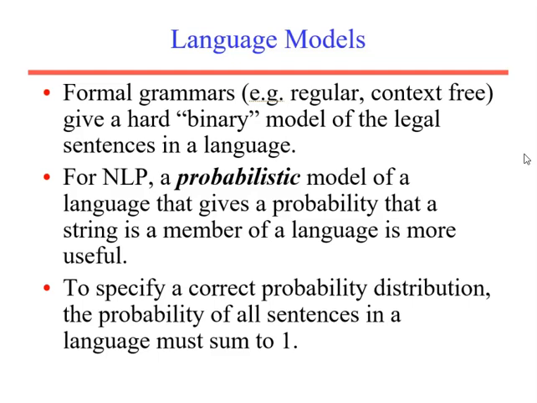So language models are essential tools in natural language processing. They help us estimate the probability of a given sequence of words. Unlike formal grammars, which classify sentences as strictly valid or invalid, probabilistic language models assign probabilities, making them useful for practical NLP tasks. For example, some sentences in English are grammatically correct but rarely used, while others are ungrammatical yet commonly spoken. A probabilistic language model helps us determine how likely a sequence of words is, which is critical for various applications.